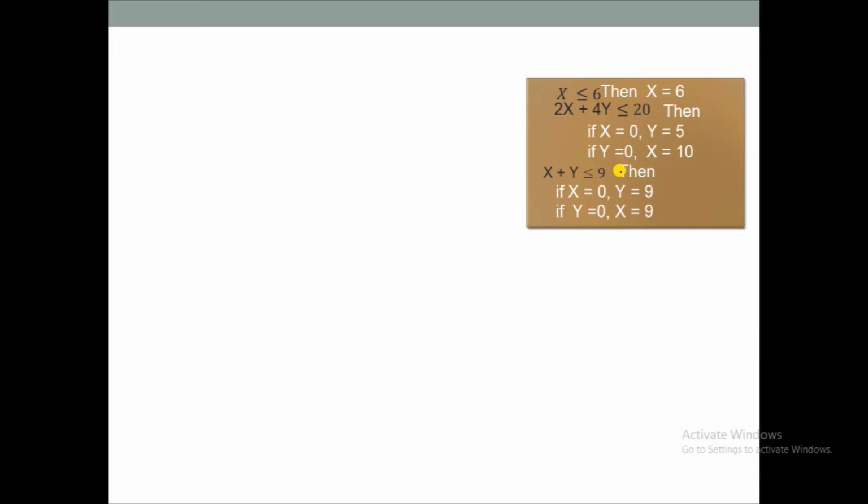Now we will have to plot these coordinates on the graph. Finally we have got the coordinates for all three constraints. A simple method is to convert the inequality sign into equality, then put one variable equal to 0 and you will get the other value. Put the second variable equal to 0 and you will get the first value. This way you are going to get all the values for all the constraints. Now we will have to plot all these constraints on the graph.